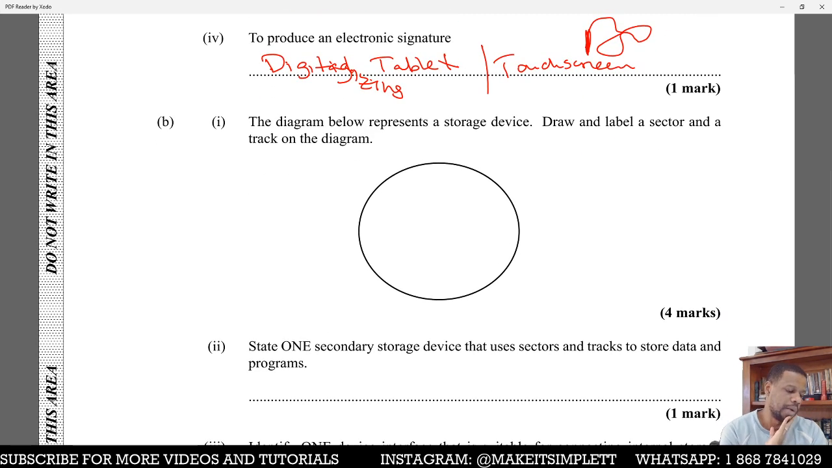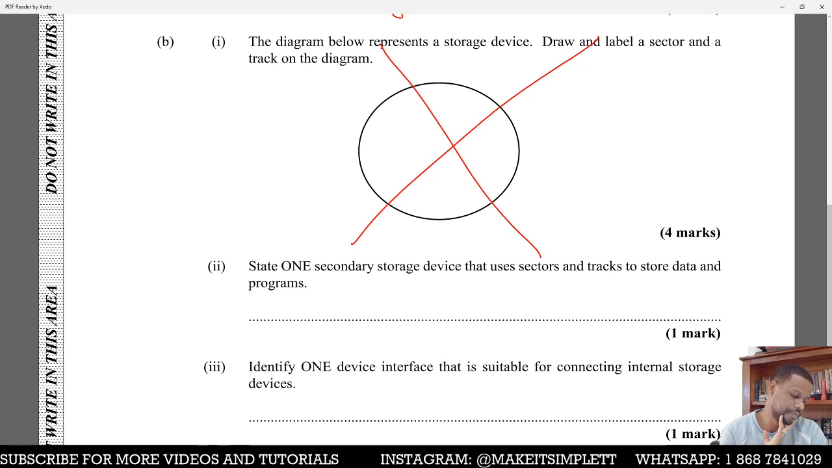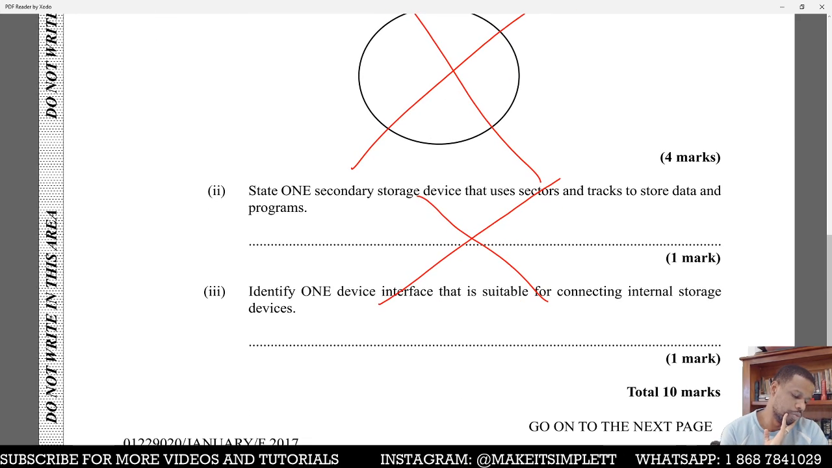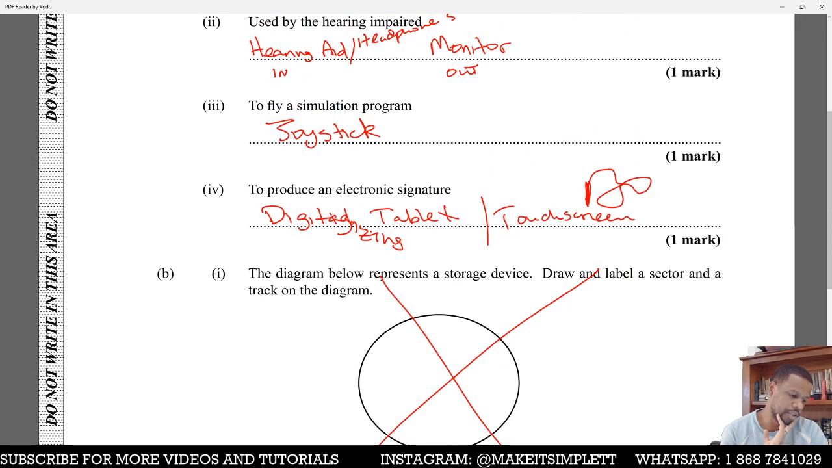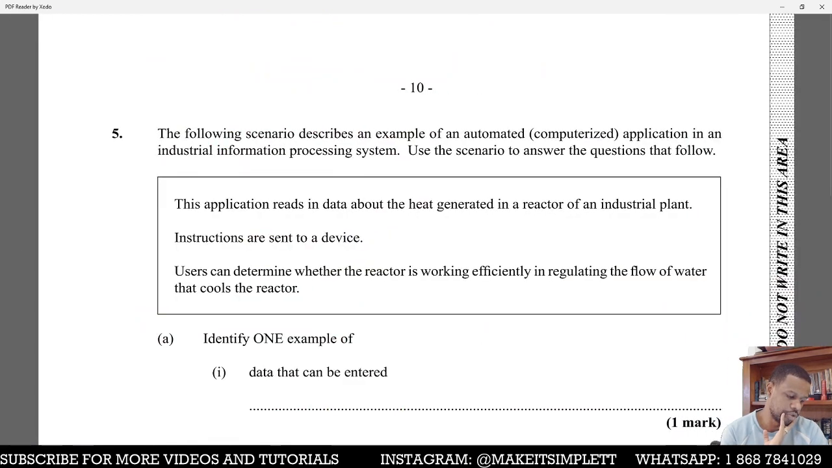All right, the diagram below represents a storage device. This is a floppy, but floppy is no longer on the syllabus. Device interfaces are all not on the syllabus anymore, so we proceed.